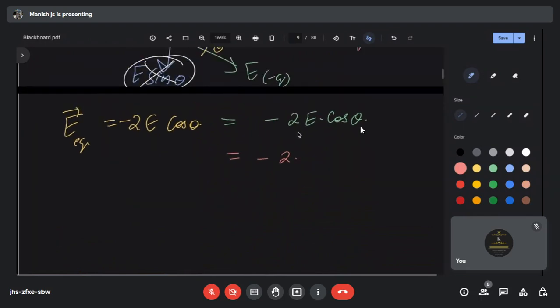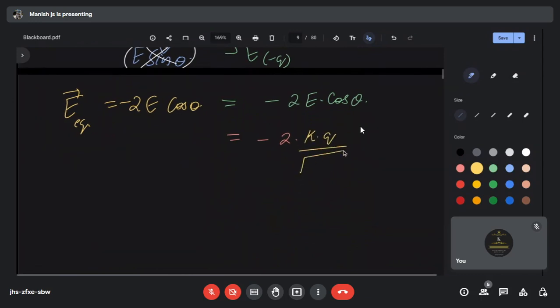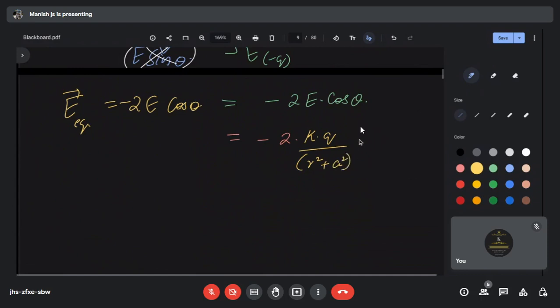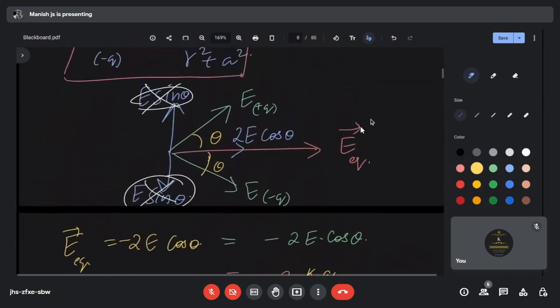But before you do that, first we'll substitute that E is equal to kq upon, the root value actually cancelled off, so directly we can write r square plus a square. We'll put the bigger value first, which is r square plus a square. Right? Into, now what is cos theta?